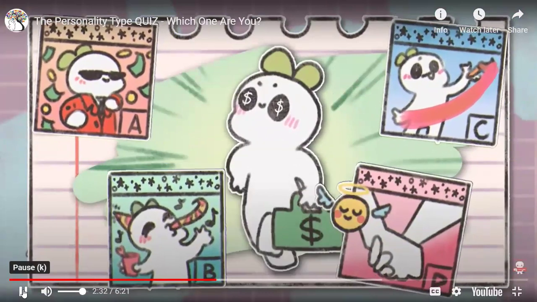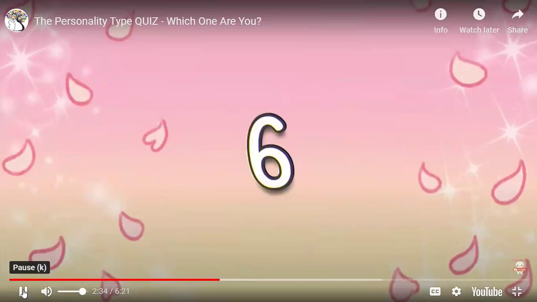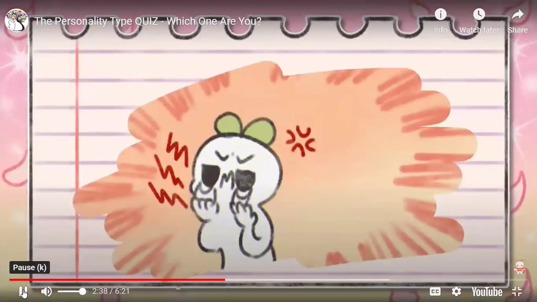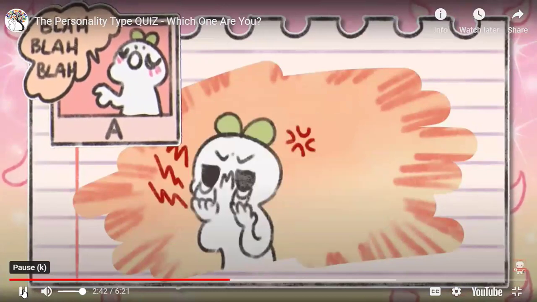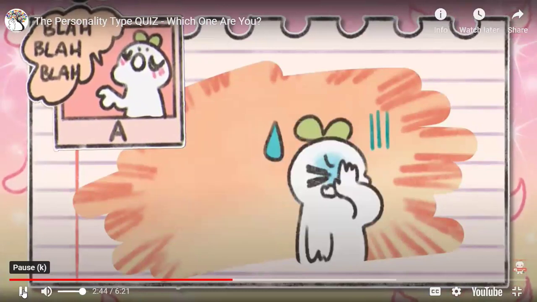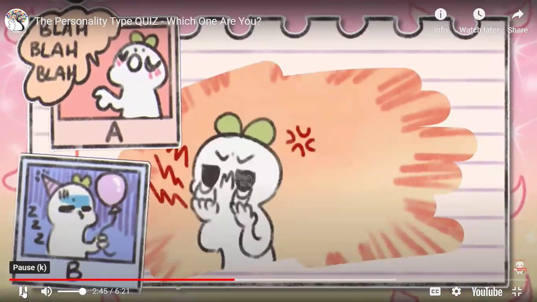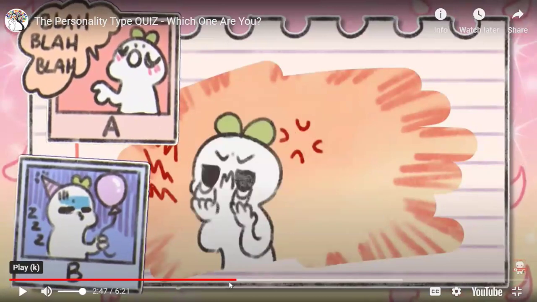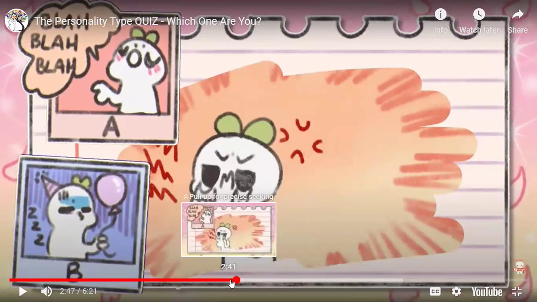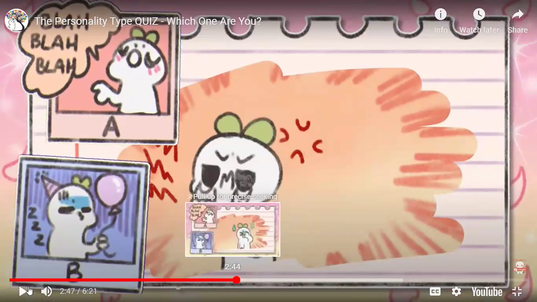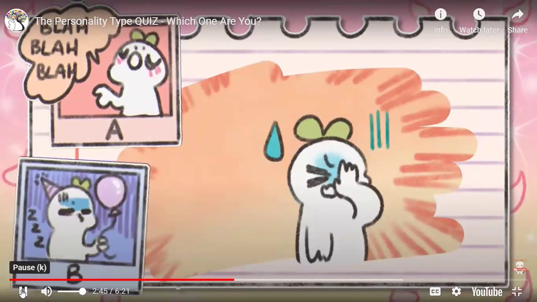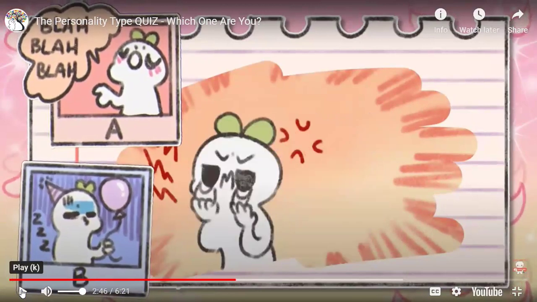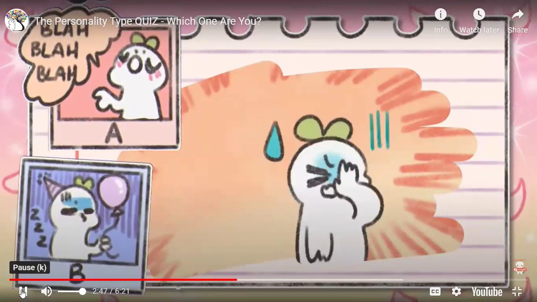Number 6. What do you hate the most? A. Long explanations or descriptions. Can you just get to the point? Number 1 is a long explanation that you don't like or hate. B. Non-social people. I just think they're kind of boring. Less social people, right?